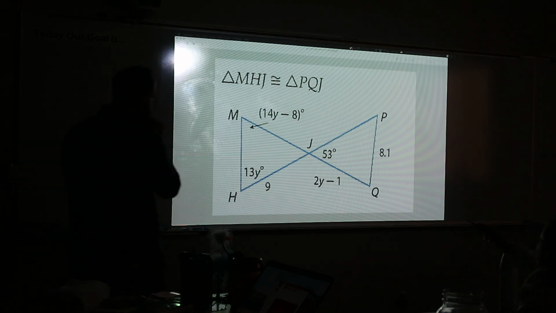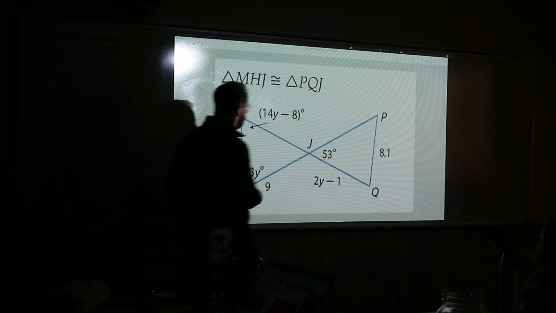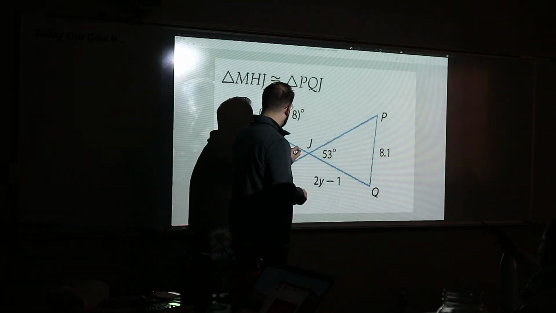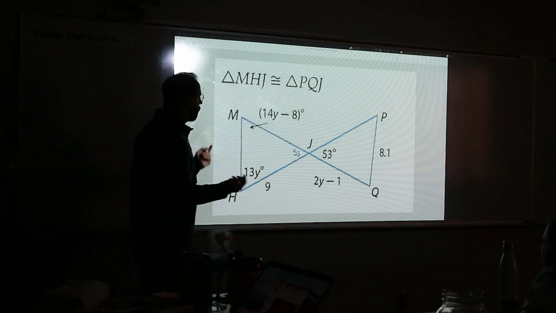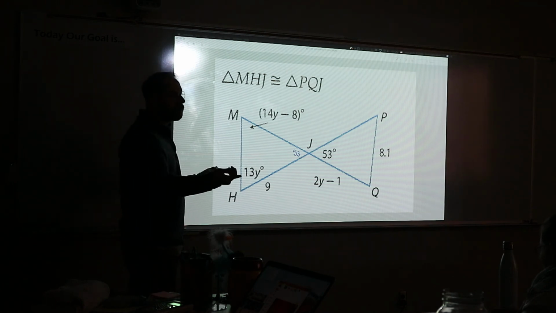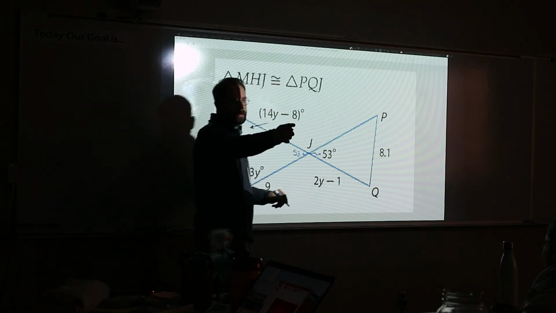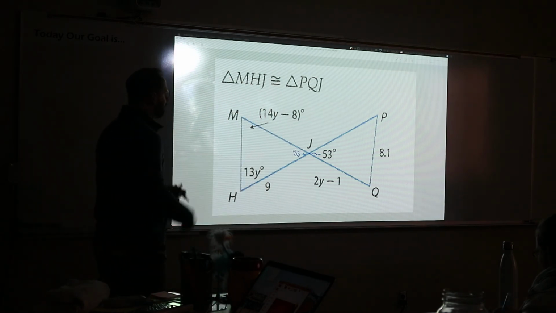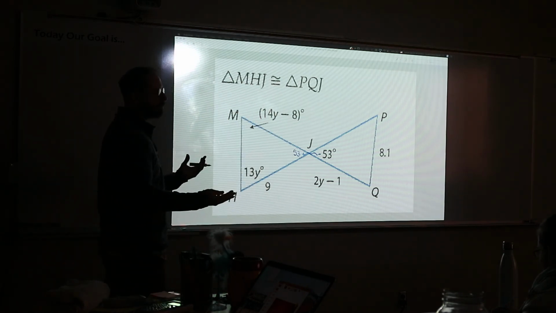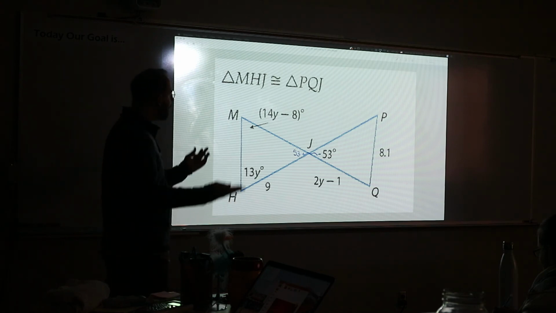Well, the 53 would go to the other angle. Okay. So the 13y, the 14y minus 8, and the 53 would equal 180. Okay, that is probably the more difficult way. I agree with that. She transferred the 53 across. What property is that called? Vertical. Okay, good. So vertical, and then she added up all the angles to make 180. Because remember, triangles have to add up to be 180.